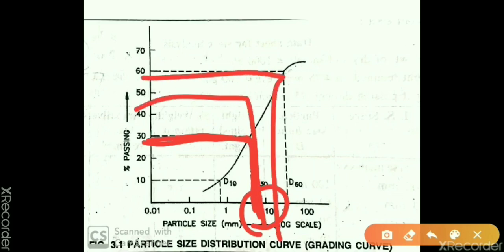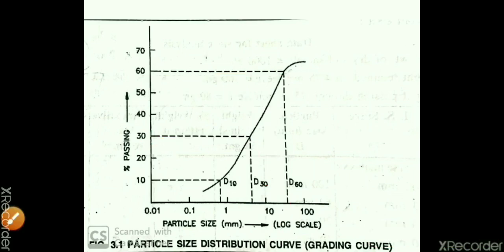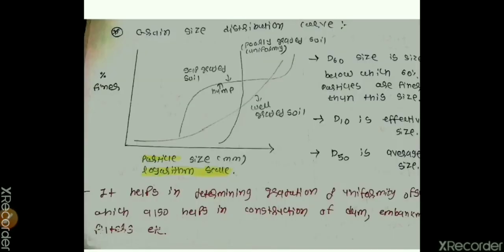If we are talking about D30, then 30% of particles are such that they have a size less than the size derived here. The same will be applicable for D60 and D50. If any doubt, please ask in the comment box. D50 is also called the average size.